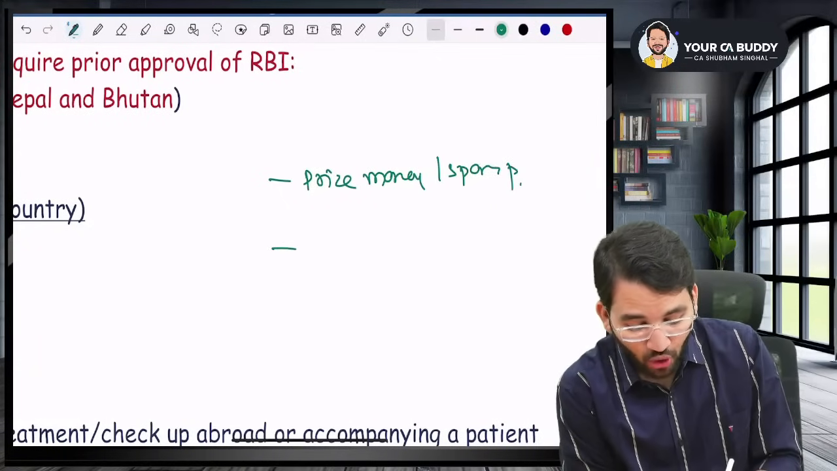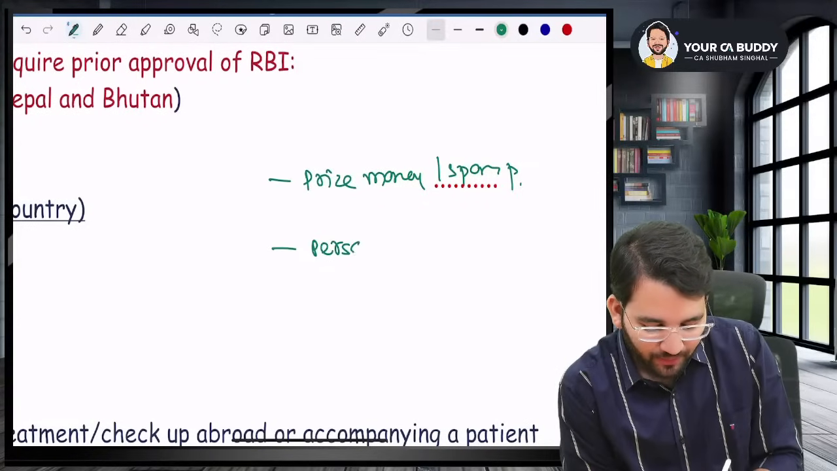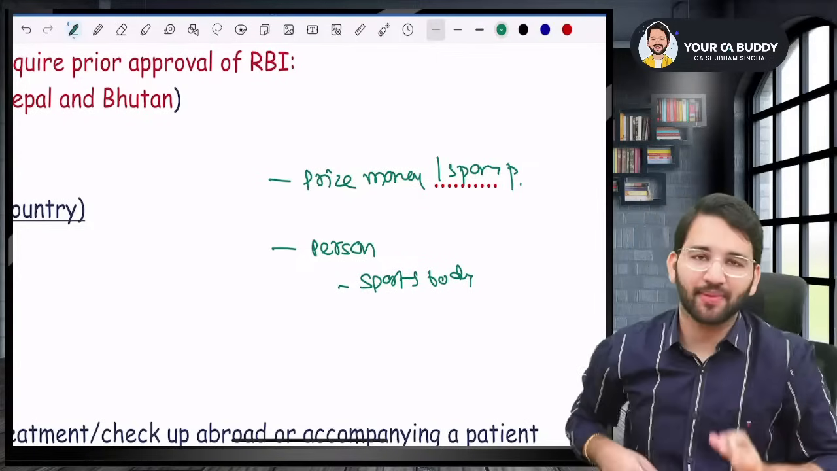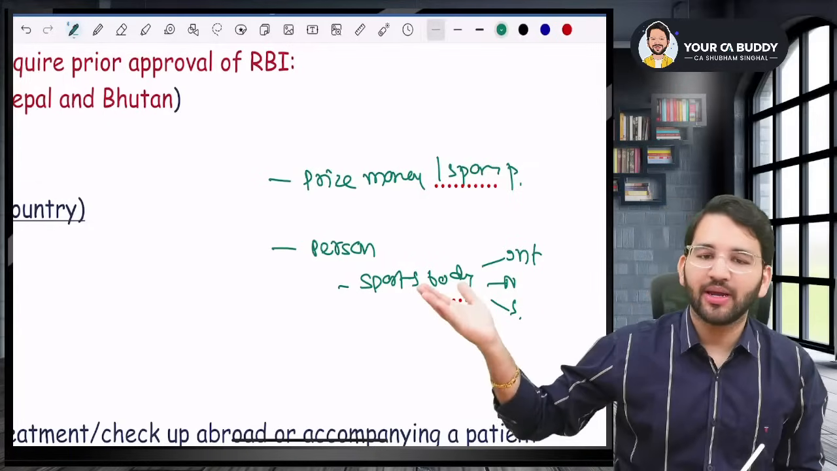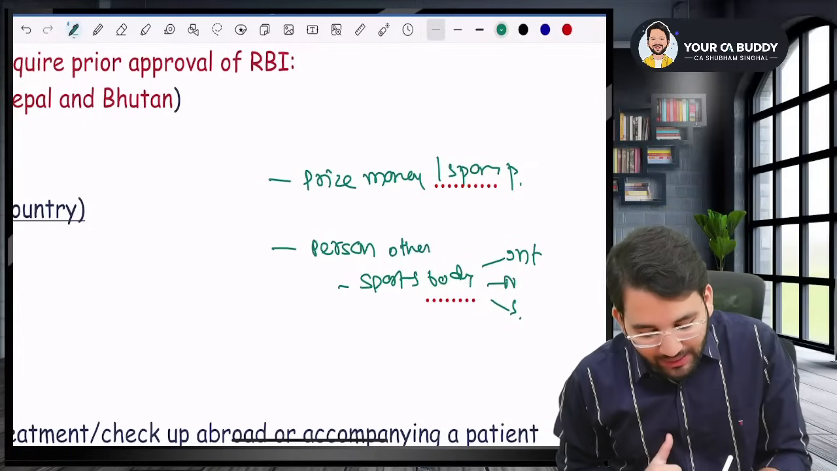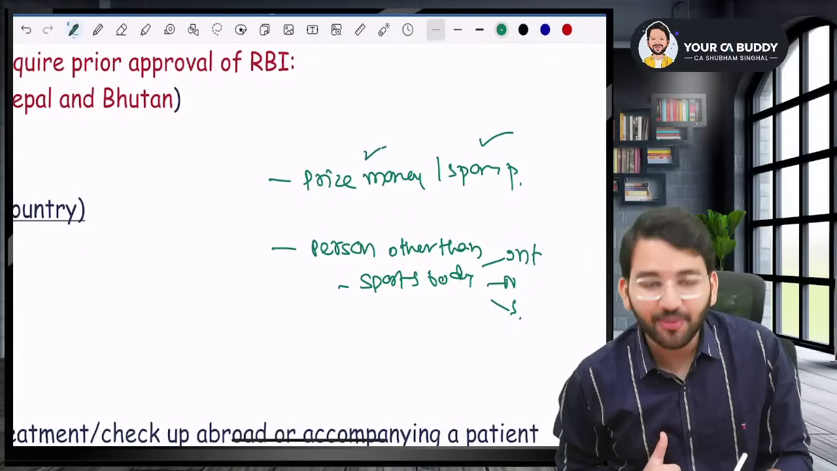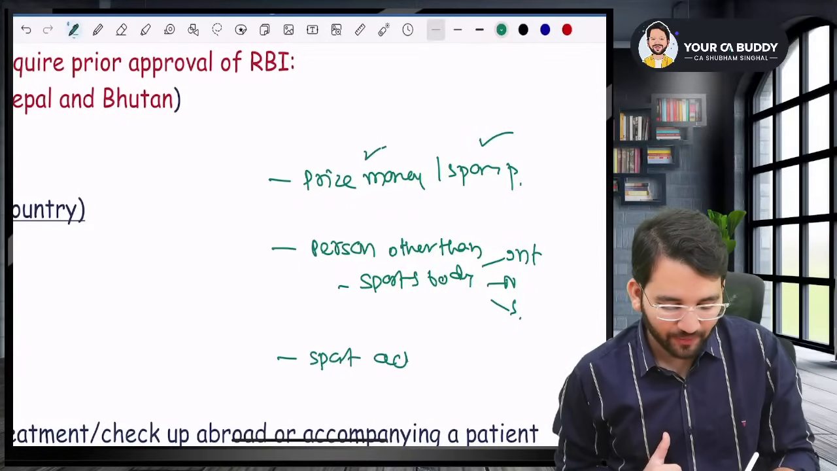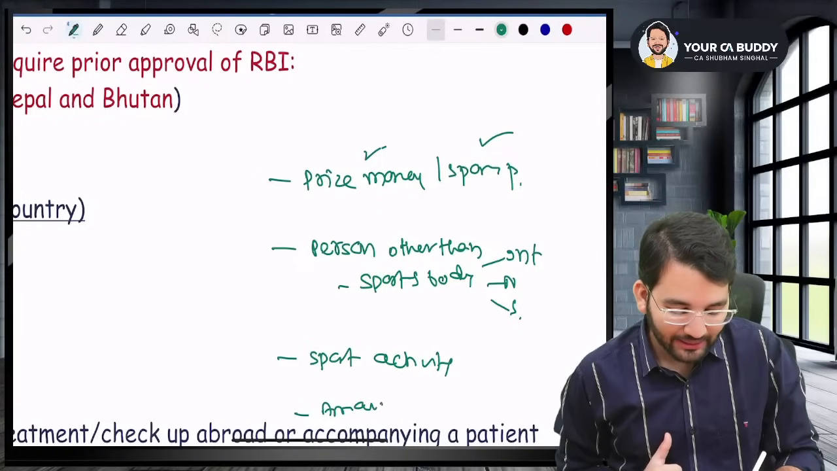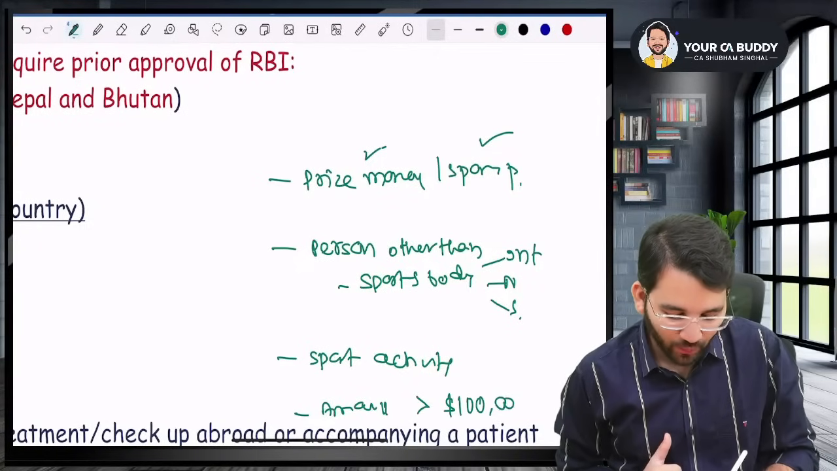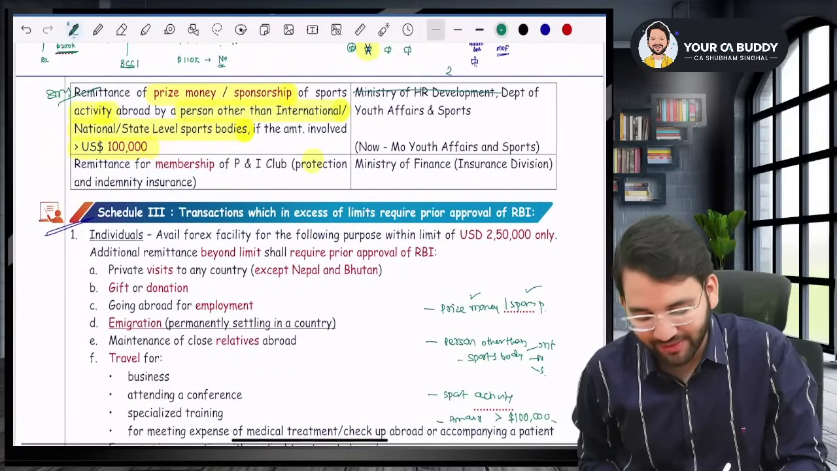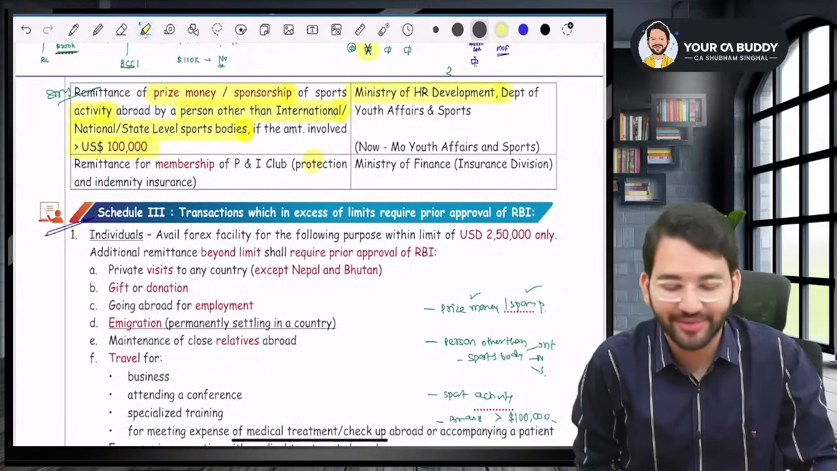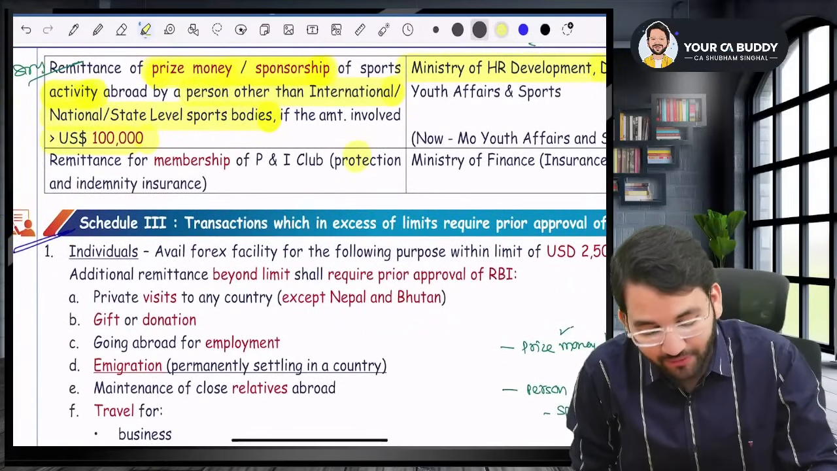Okay. Who are you? You are a person who is not a sports body. Sports body, as in, sir, for example, BCCI is a sports body. Sir, if you are an international level, national level, or state level sports body, then it is fine. If a person other than a sports body is paying prize money or sponsorship for any sports activity, and that amount exceeds 1 lakh dollar, then in that case, you will have to take approval of Ministry of Human Resource Development. Sir, prize money or sponsorship money of sports activity.